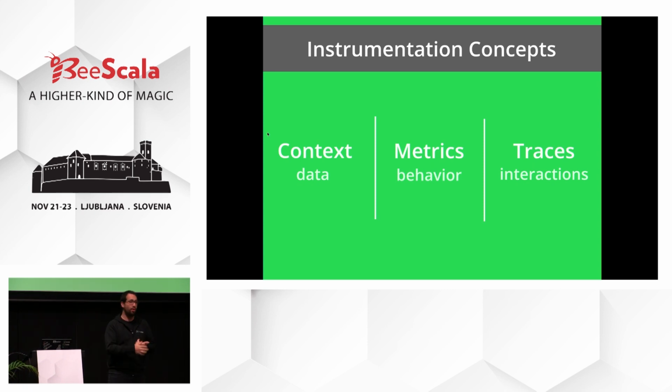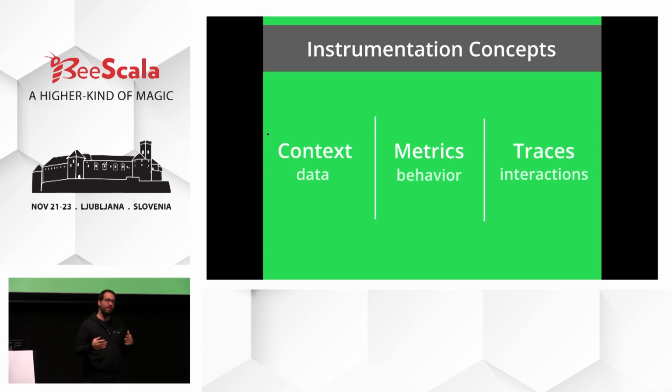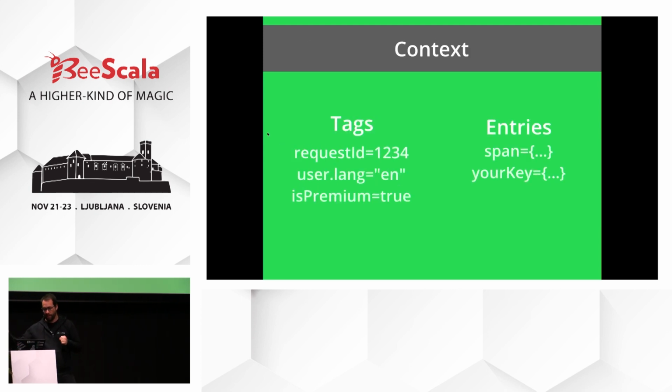The first is context. And we particularly talk a lot about context because we have this idea that the only thing that we propagate across systems is context. Now, that context that we're talking about, there are these three things: context, metrics, and traces. We're going to go through them. So context is basically a bunch of key value pairs.